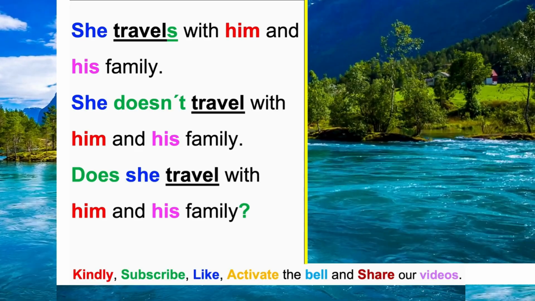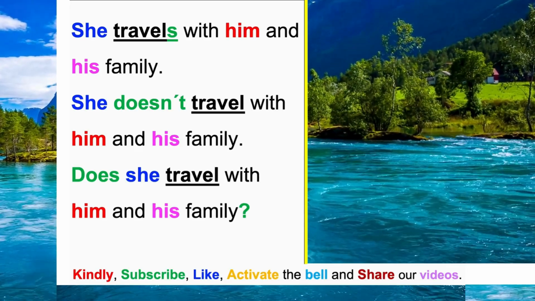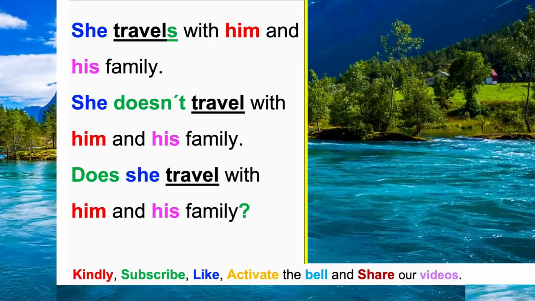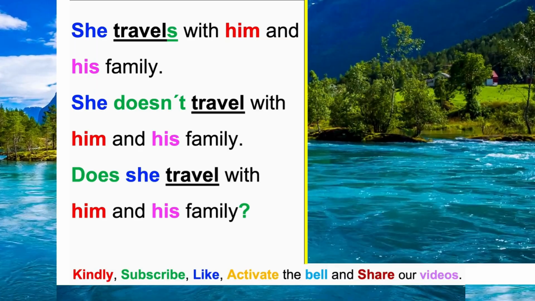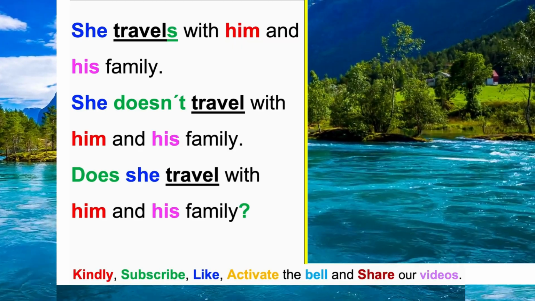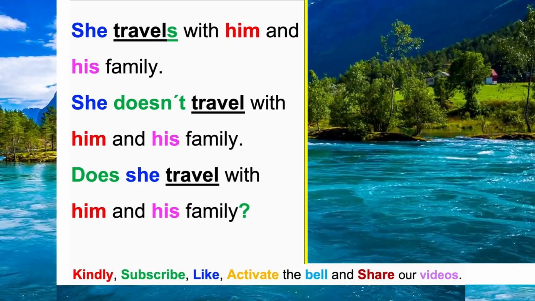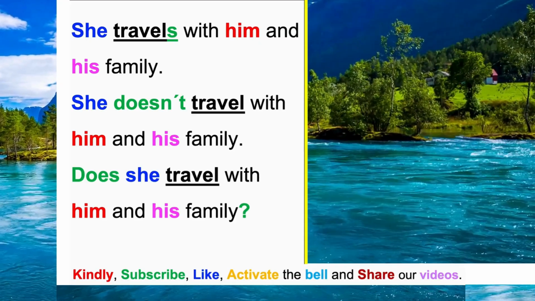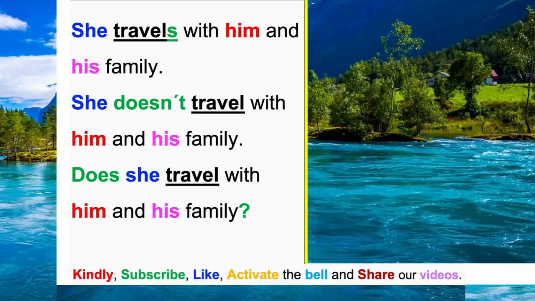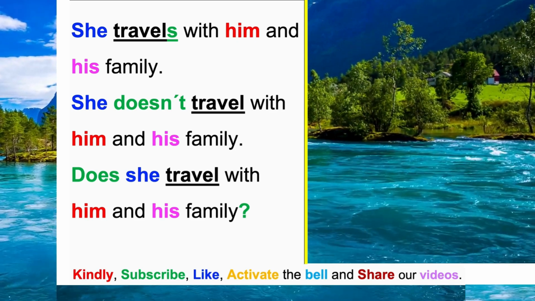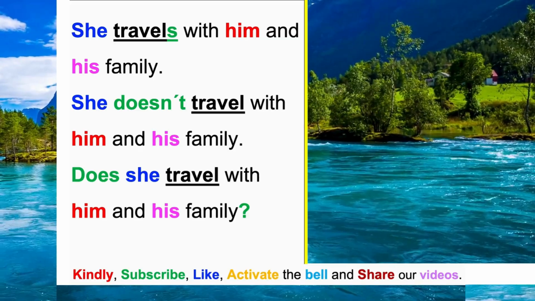She travels with him and his family. She doesn't travel with him and his family. Does she travel with him and his family? Let's repeat after me these examples. She travels with him and his family. She doesn't travel with him and his family. Does she travel with him and his family?